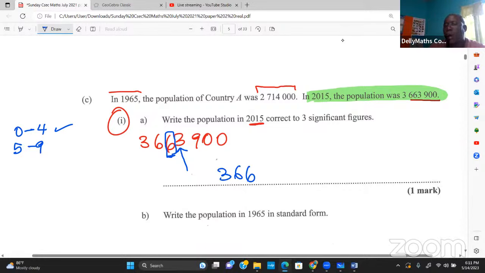Remember though, that we're talking about millions. So we're going to have to replace these numbers with zeros. Final answer, 3,660,000. And that would have been to 3 significant figures. It's a 1 mark question, not a lot to do.